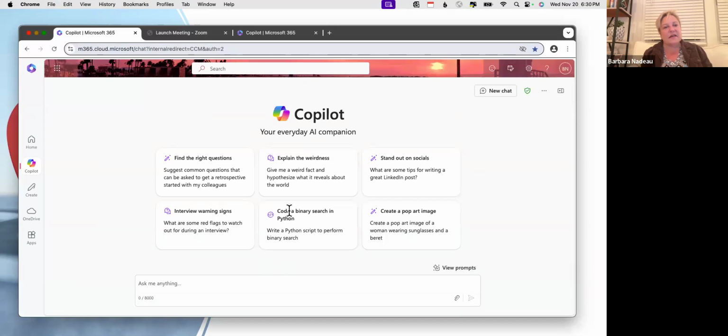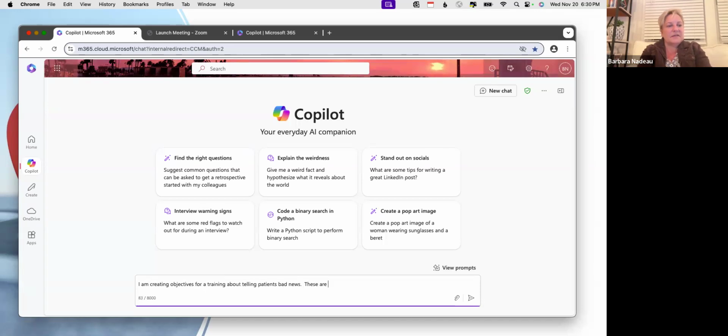So when you open that, all you have to do is go to copilot.cloud.microsoft. It will open, it will ask you to enter in your password and all that, and it will bring you to the screen that I'm on now. And so down here, are you seeing my Copilot screen? Everyone seen that? Okay, great. You could say, I am creating objectives for a training about telling patients bad news. These are my ideas.